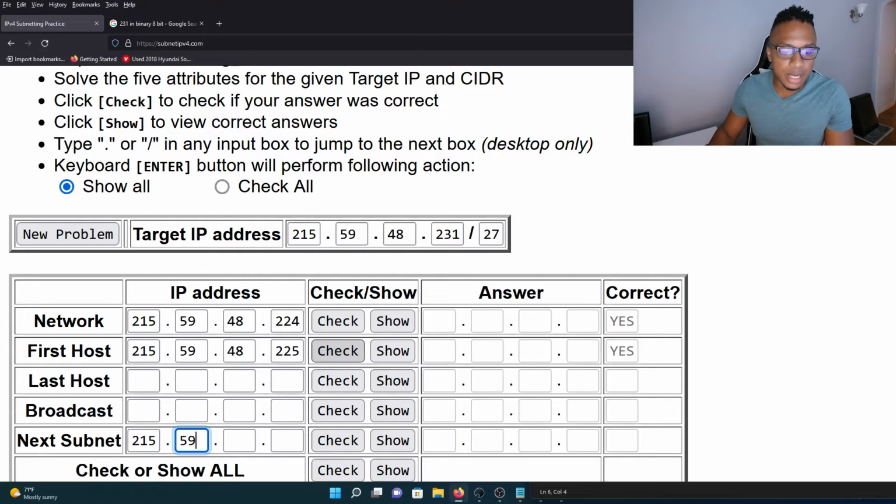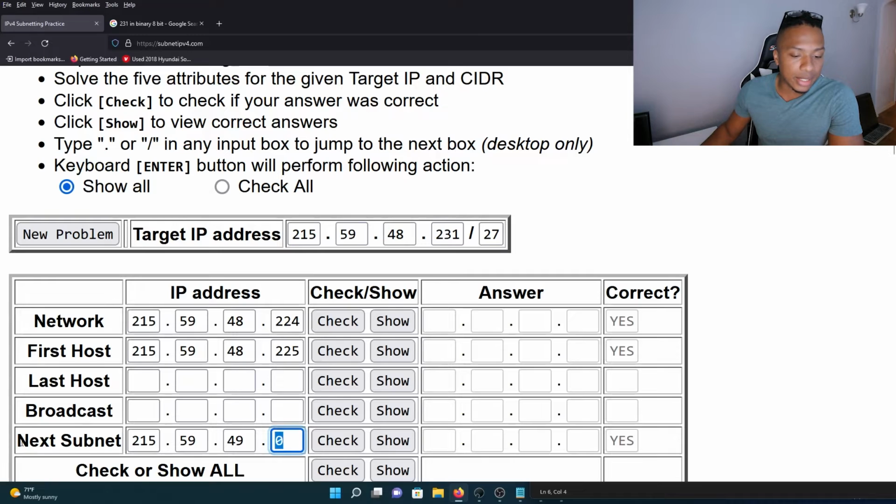215, 59, 49. And then we have to start with 0 to 32. So let's go here, check. Yes. So I know I said before we're going to leave these alone, but since this went above 255, we had to change this one. But yeah, we're just going to the next network here, the next subnet, which is the next network. But this is why I do this first, because it's easy to find the broadcast and then the last host.